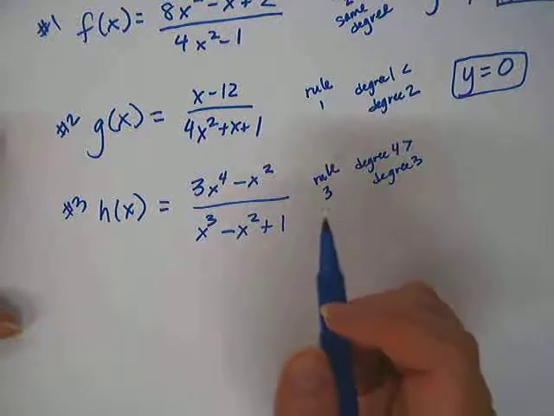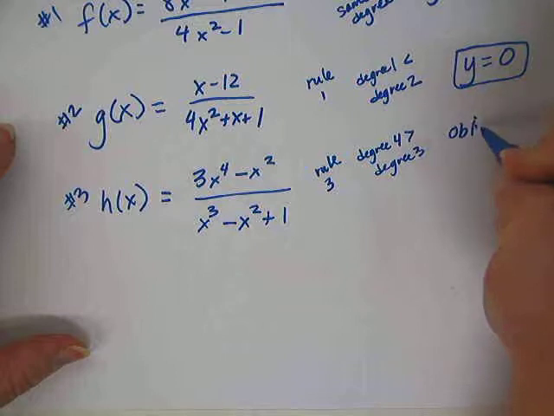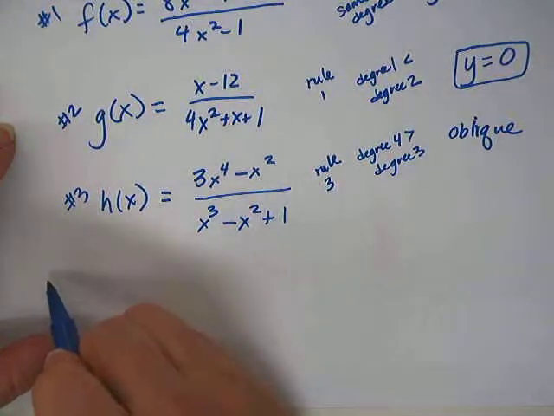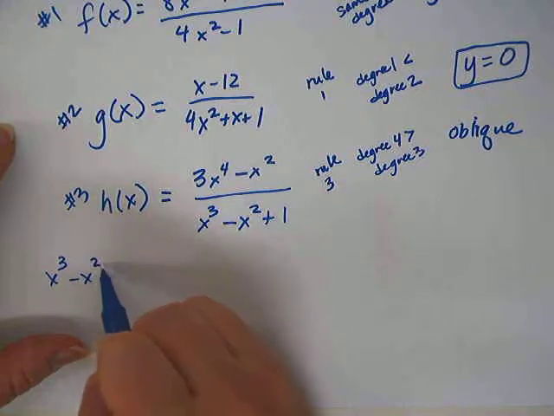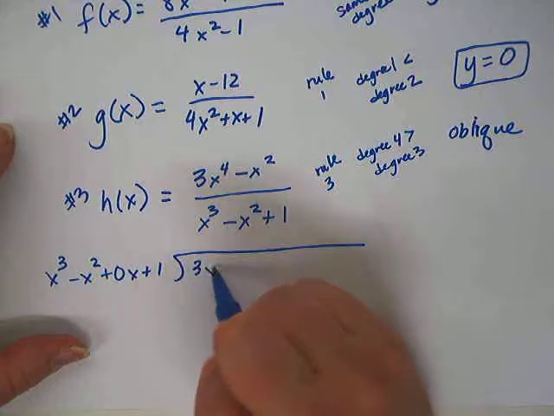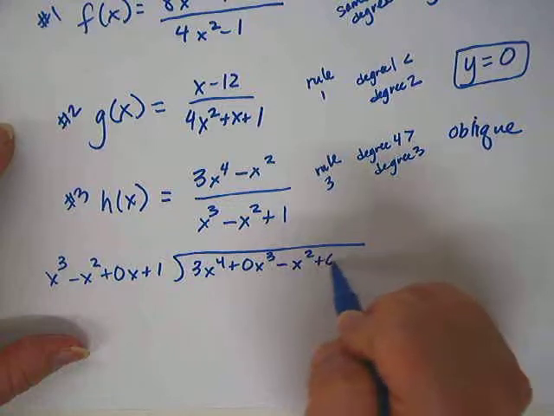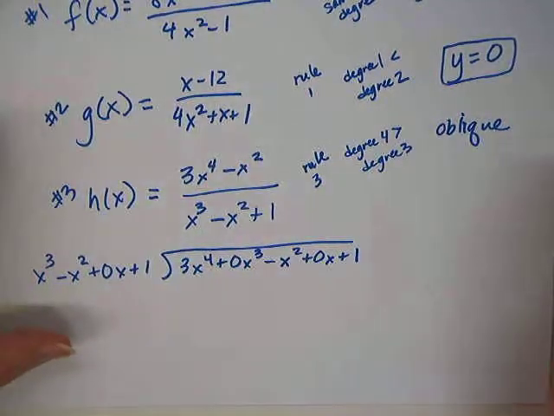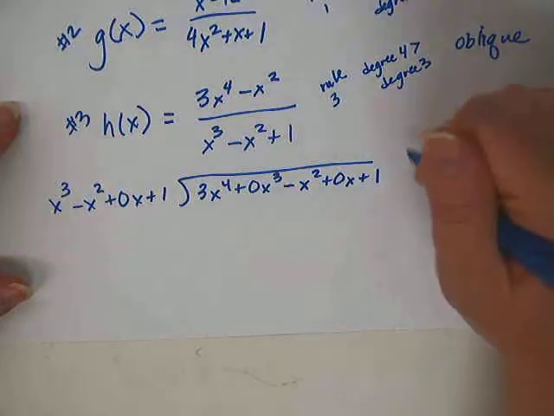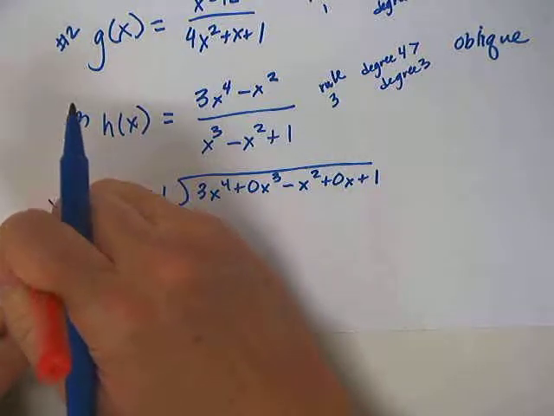Rule 3, of course, because we have degree 4, which is greater than degree 3. So there is no horizontal asymptote. Instead, it's oblique, and we have to do polynomial long division. So we go x cubed minus x squared plus 0x plus 1 divided into 3x to the 4th plus 0x cubed minus x squared plus 0x plus 1. Now the good news is that the remainder doesn't matter at all.